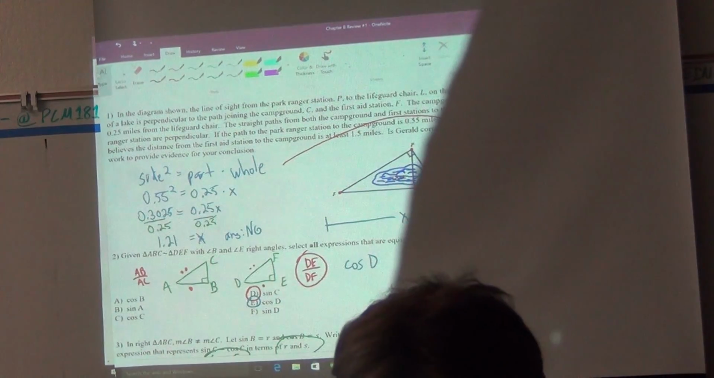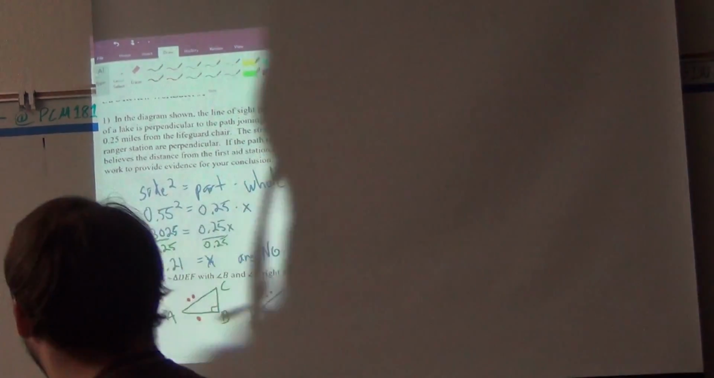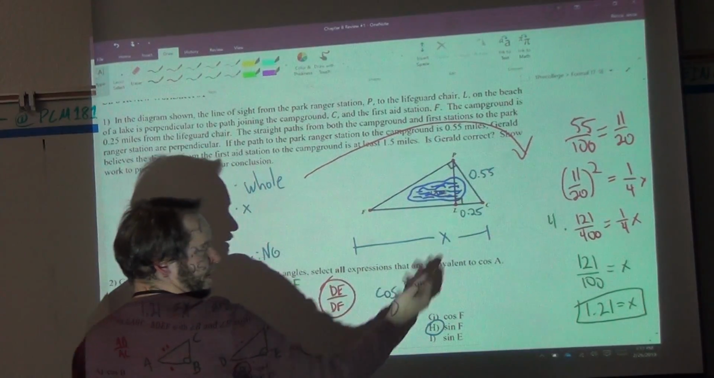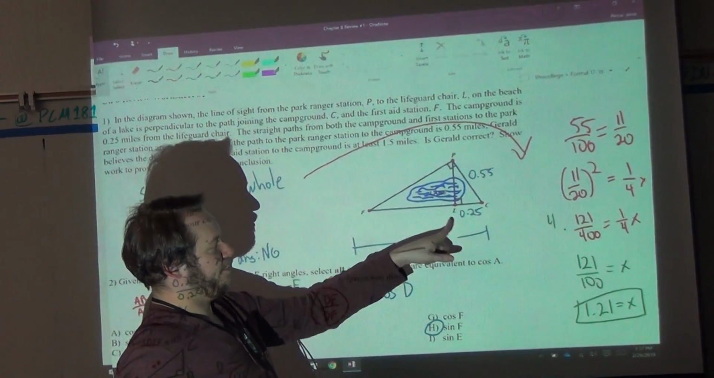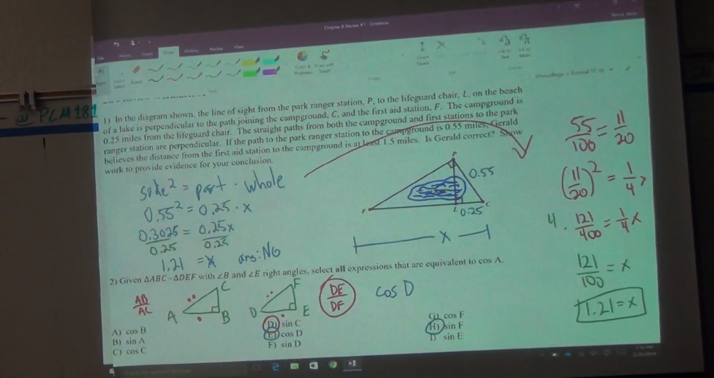All right, number one. Review worksheet number one. Decimal version and fraction version. First of all, you have to unscramble all the words to get the right values. 0.55 for PC, 0.25 for LC, and FC is X.